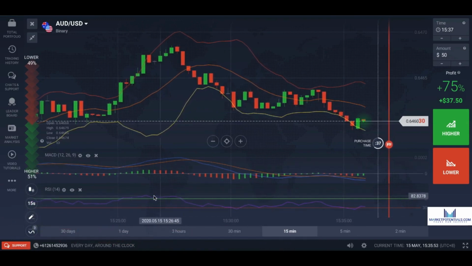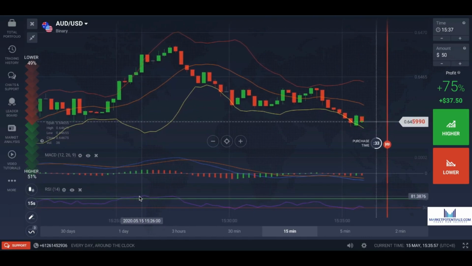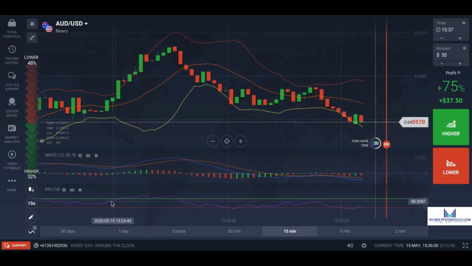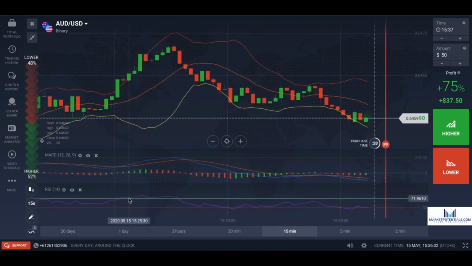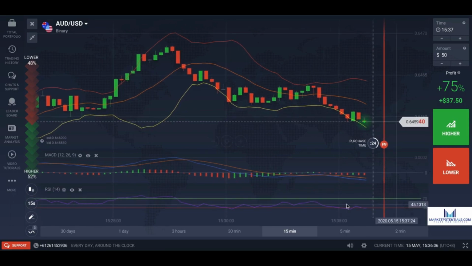Now, again, what I was telling you guys about the RSI is that it's basically showing overbought or oversold. So if it's above this green line here, this is actually the 70 indicator, this green line here.